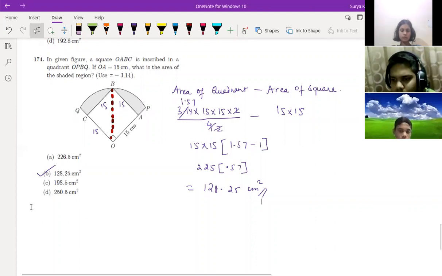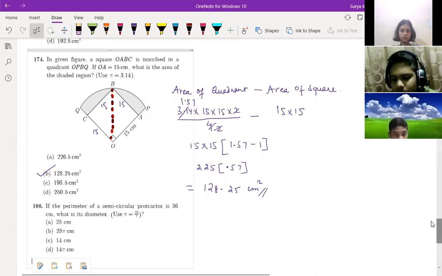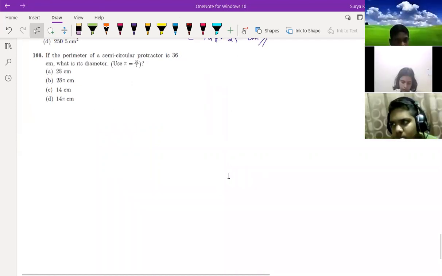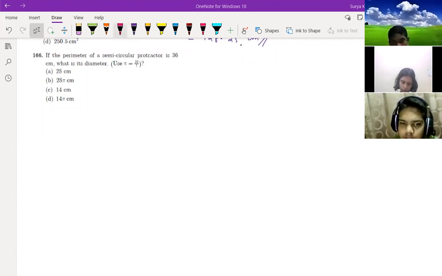Next question is 166. If the perimeter of a semicircular protector is 36, what is the diameter? All of you just message in the chat box. It's a very easy question. If the perimeter of a semicircular protector is 36, then what is its diameter? What is the perimeter of a semicircular protector, Hemant?